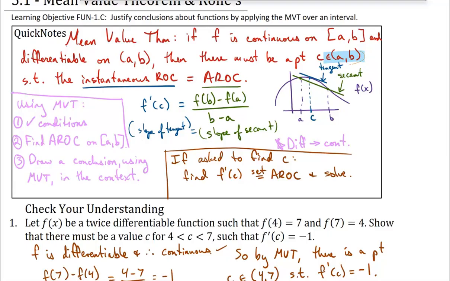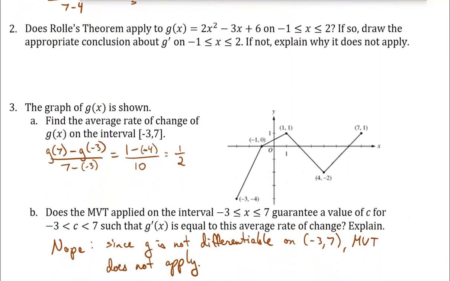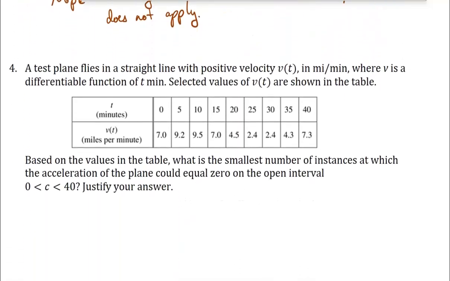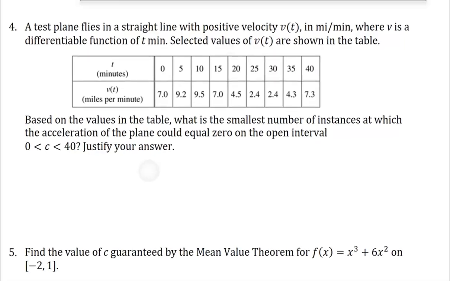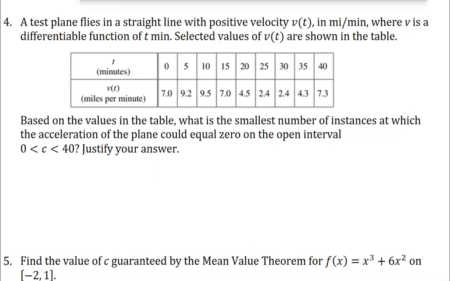Okay. And then we haven't seen one of these yet, but we'll do one of these. So I'm going to jump around a little bit. I'll come back to Rolle's theorem here in a second. So let's look at this one. It says a test plane flies in a straight line, positive velocity. So this is a rate function in miles per minute, where it's differentiable. Selected values are shown in the table. Based on the values in the table, what is the smallest number of instances at which the acceleration of the plane could equal 0 on the open interval between 0 and 40? We need to justify.